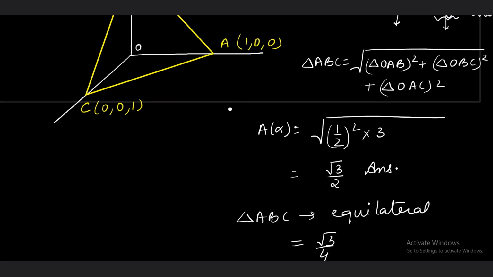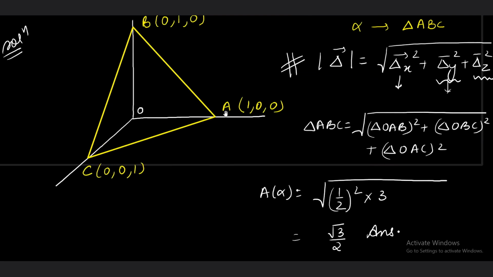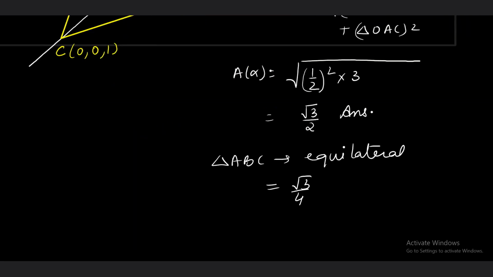Now you can also find the side square. See, the distance between AB is going to give me the side of the triangle, right? The equilateral triangle's side length I will get, which is going to be root 2. So root 3 by 4 times the side squared. Ultimately, root 3 by 2 is the answer.